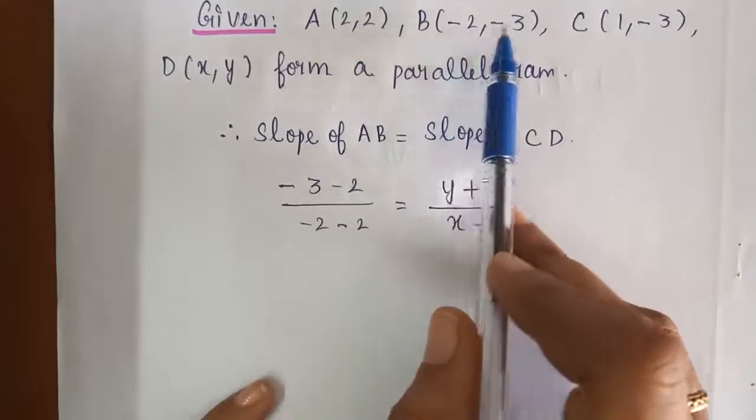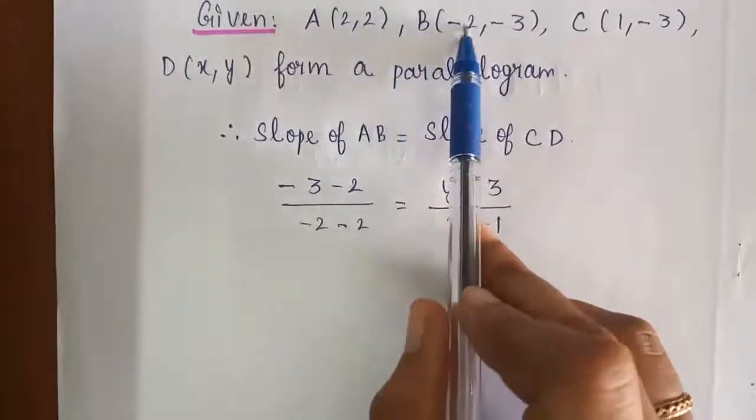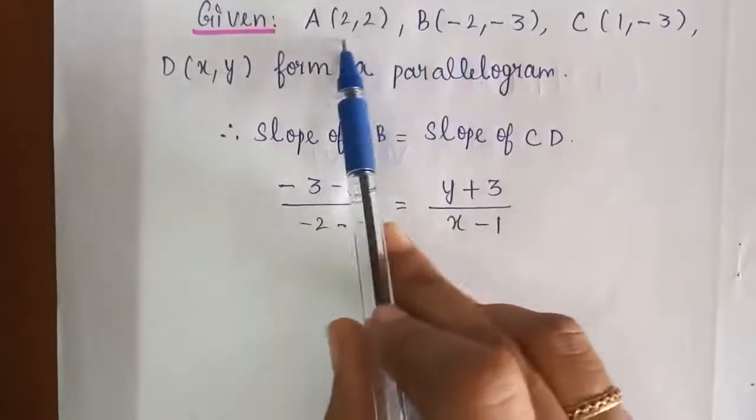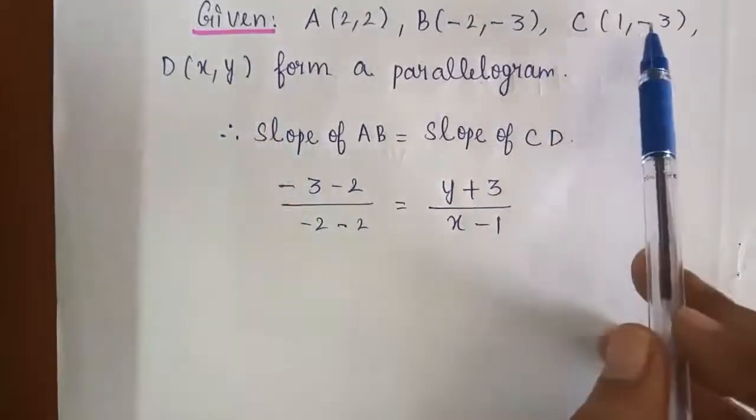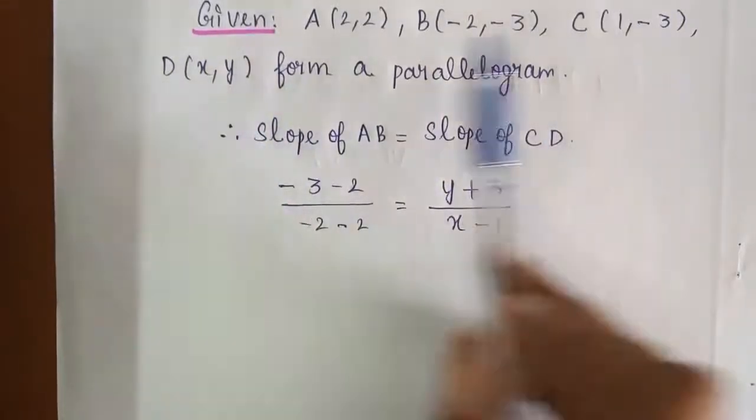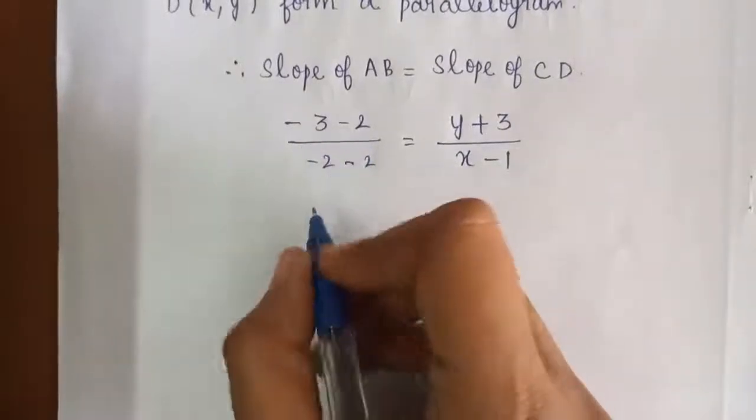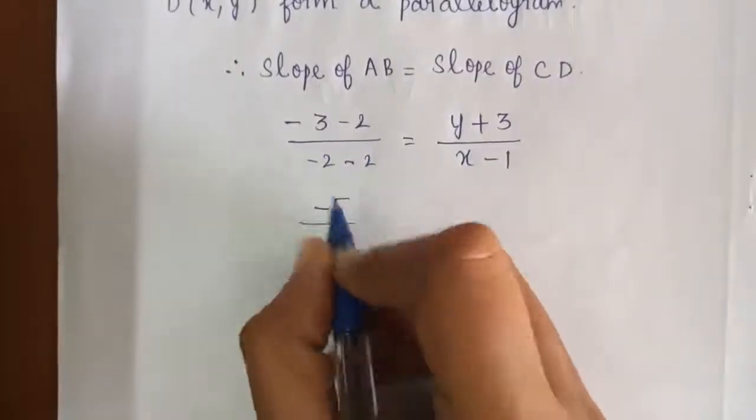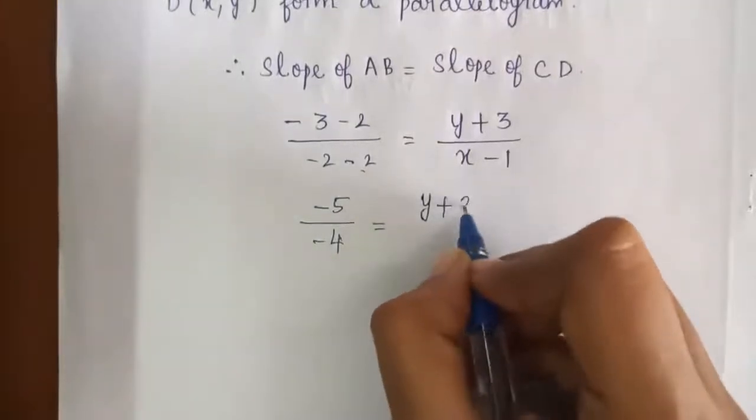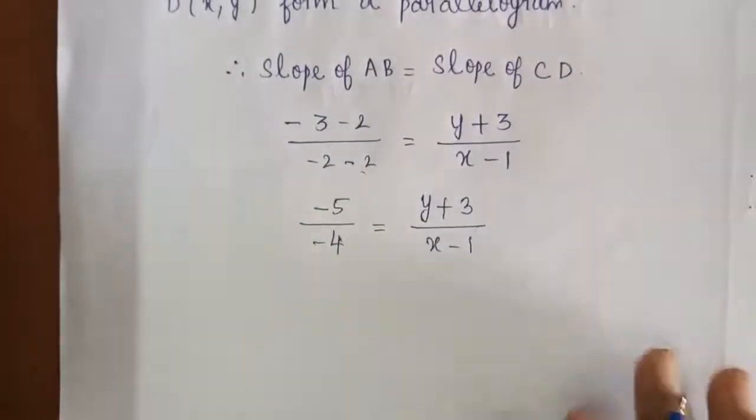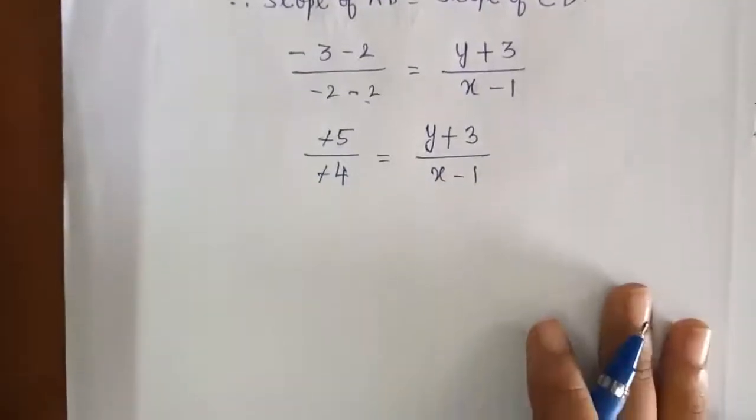You just substitute the formula, y2 minus y1 divided by x2 minus x1: minus 3 minus 2 divided by minus 2 minus 2. Similarly the slope of CD is y minus of minus 3 divided by x minus 1. Minus 3 minus 2 is minus 5, divided by minus 2 minus 2 is minus 4, which is equal to y plus 3 divided by x minus 1. The next step is cross multiplication. Then minus minus gets cancelled.